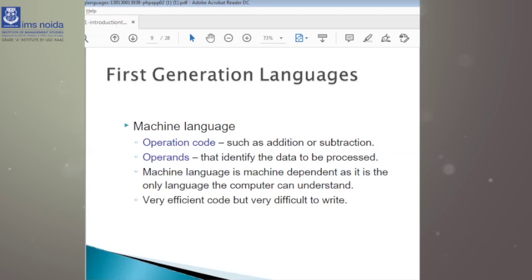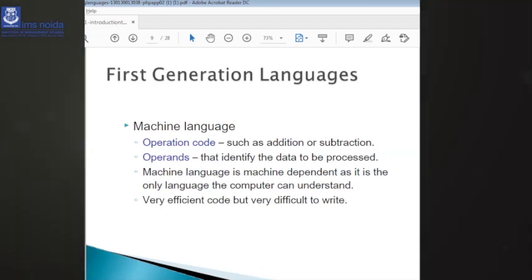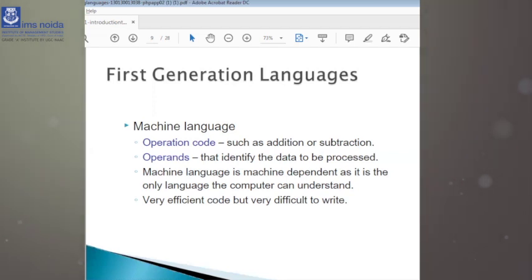What are the advantages of the first generation language? They are translation free and can be directly executed by the computer. The programs written in these languages are executed very speedily and efficiently by the CPU of the computer system. So operation code is a simple programming language. There is no translation, only what operations have to be performed, right? These are very efficient code but very difficult to write.